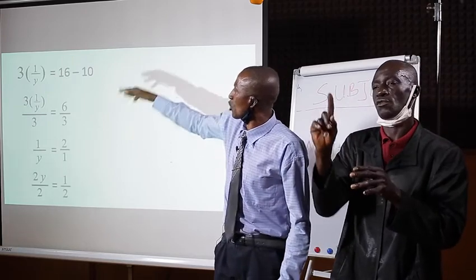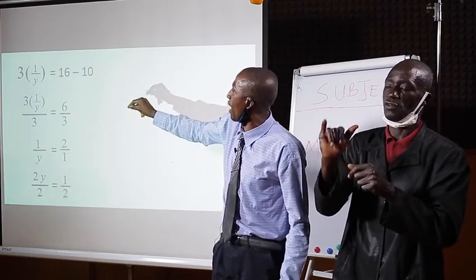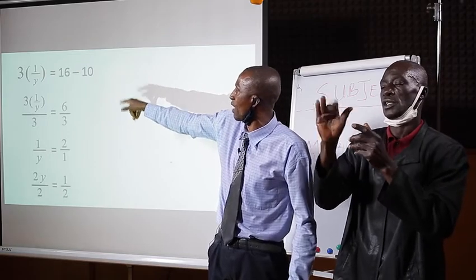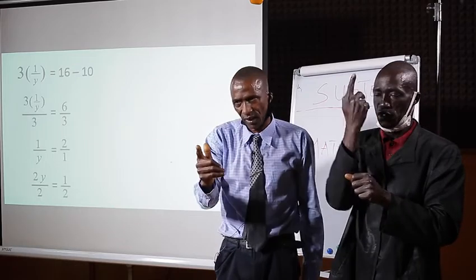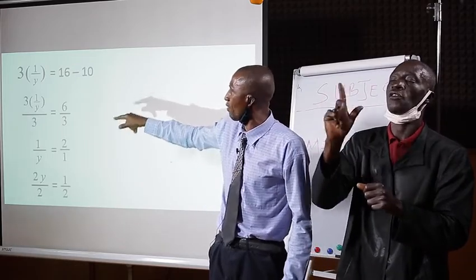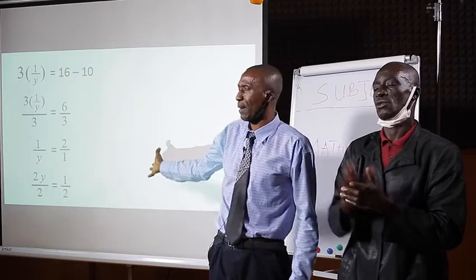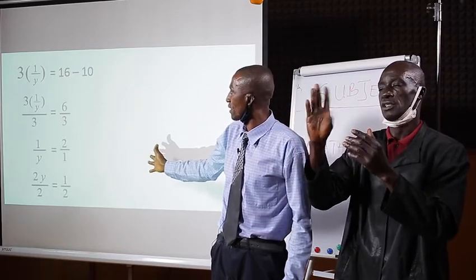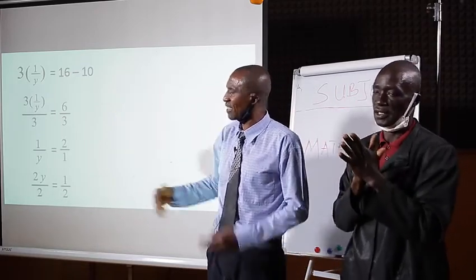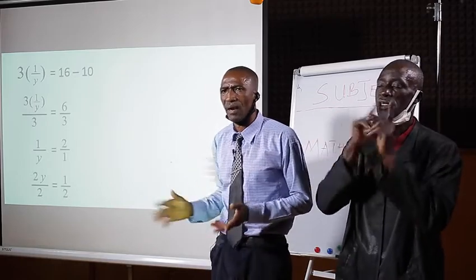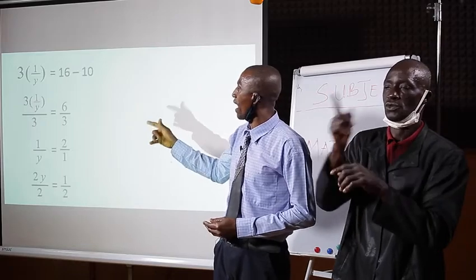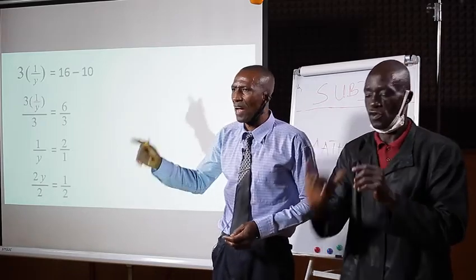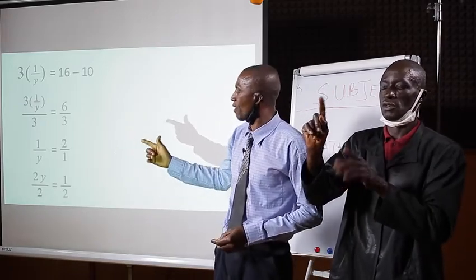So now, to get the value of y, we are to divide both sides by 3 in order to get the value of 1 over y, because the coefficient of 1 over y is 3. So, divide both sides by 3. By doing that, 3 divided by 3, the answer is 1. So, 1 times 1 over y, the answer is 1 over y.